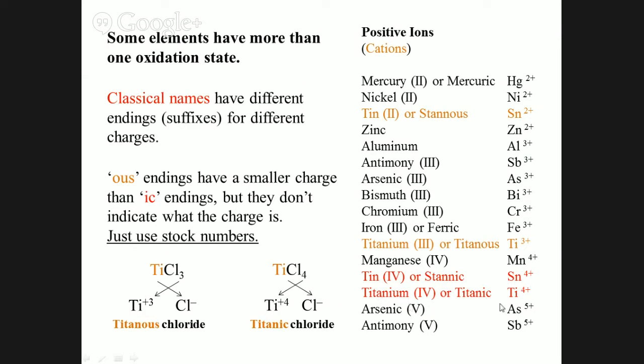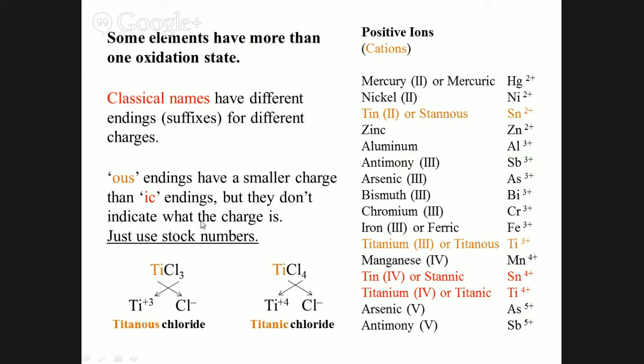Here's titanic with a +4, titanous at a +3 charge. So the IC endings always have a little bit higher charge than the OUS endings. The problem is there's no firm rule about which ones are OUS and which ones are IC. In other words, I don't know what the numbers actually are. I just know that the OUS has 1 less or 2 less. That's why, in general, we don't use the classical names.